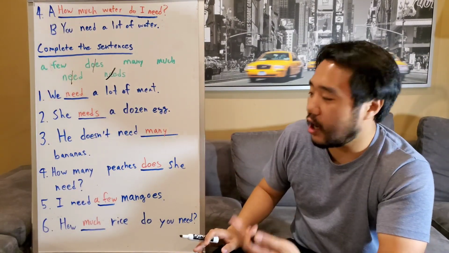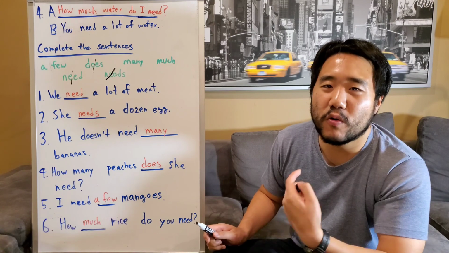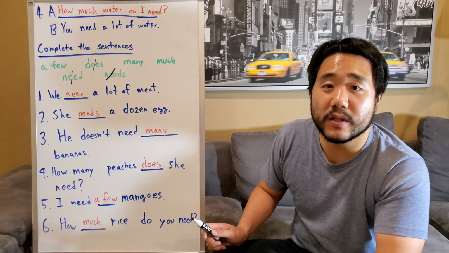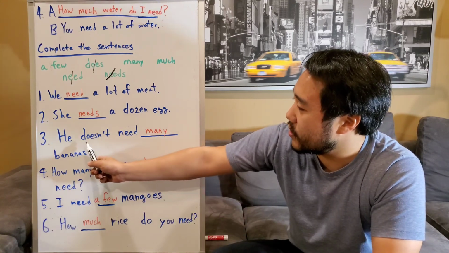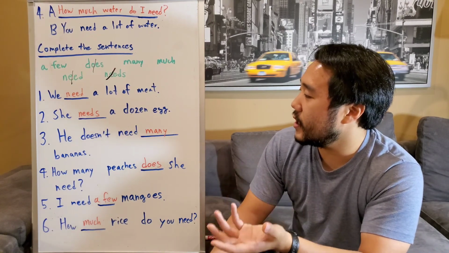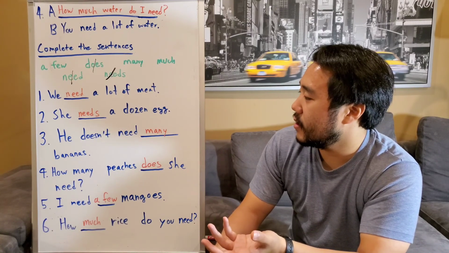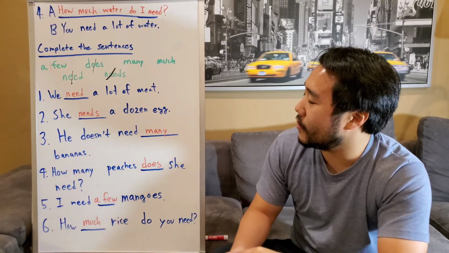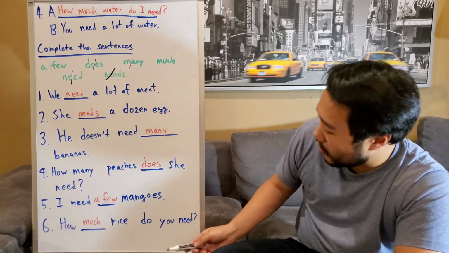But a few is very awkward when we're trying to use it. He doesn't need a few bananas. You don't want to use it like that. I think most of the time we want to use it in a positive statement. So instead of doesn't, if it was does, it would be he does need a few bananas. But in this case, it's a negative form, so I think we need to use many. So he doesn't need many bananas. So we get rid of that. Then we have a few and a much left. And here we can look at this.